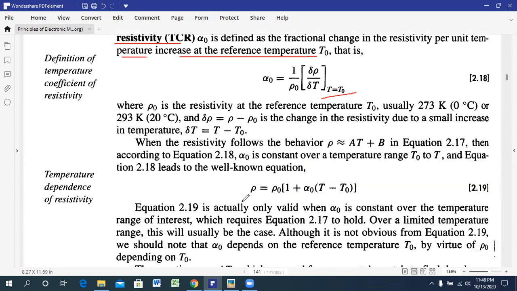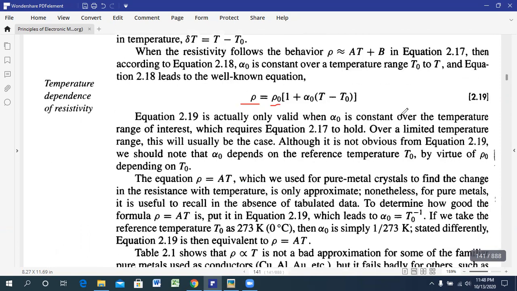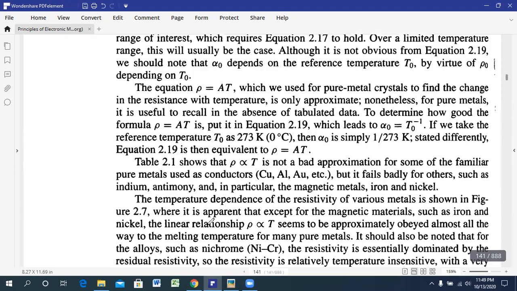So the formula for this is resistivity rho equals rho naught times 1 plus alpha naught (T minus T naught). This alpha naught is known as the temperature coefficient of the resistivity, or in short, TCR. And you will find that there are some approximations, or some details for different materials.